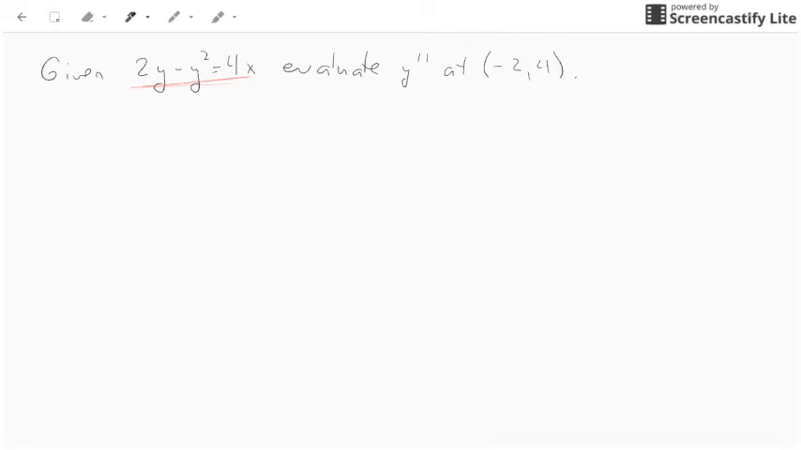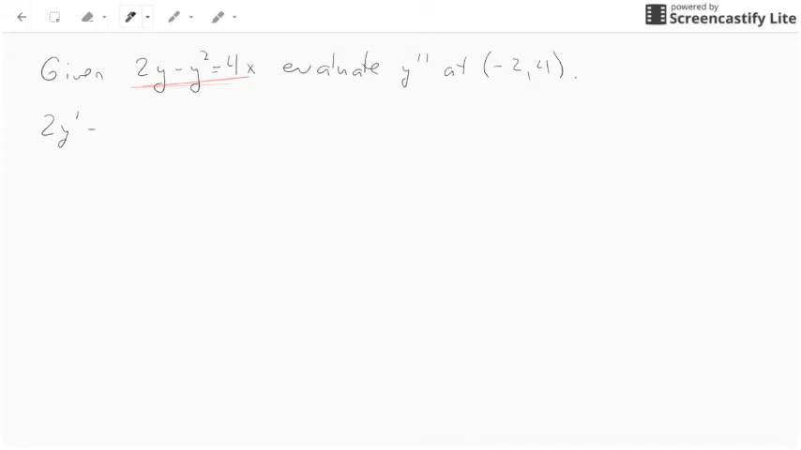So to take the derivative of 2y, we're going to take the derivative of the outer term, which is simply going to be 2. But then remember that y represents a function of x that we can't see. So I'm going to have to multiply by the derivative of that internal function, which would be y prime. I don't know what it is, but I know that a derivative belongs there.